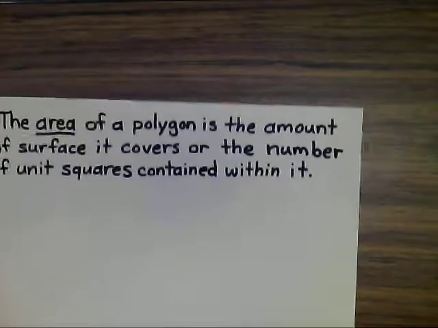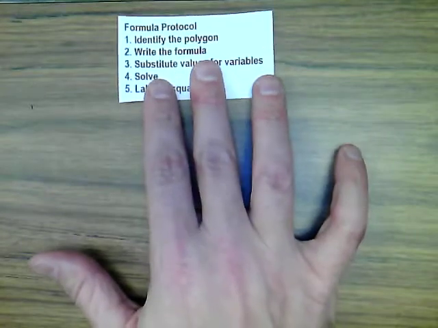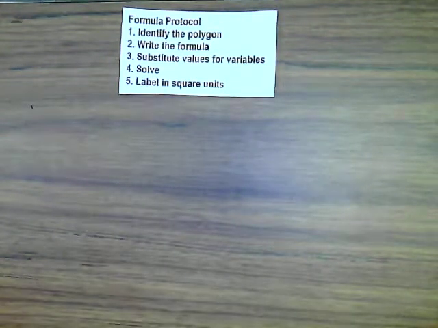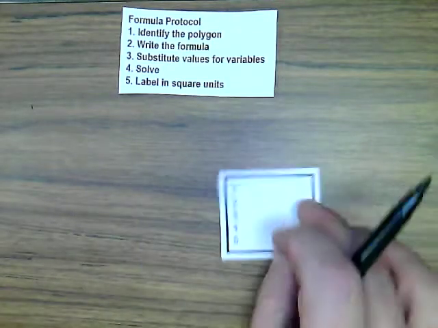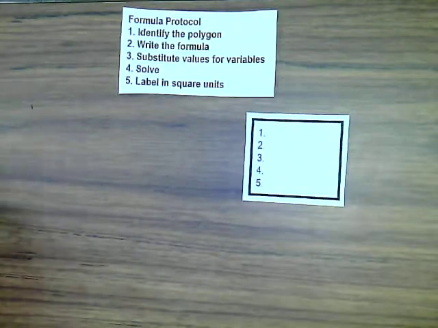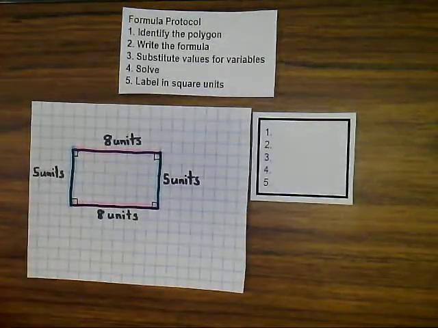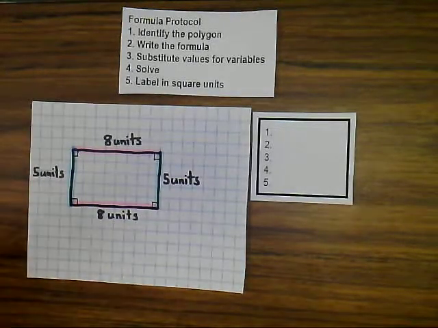But we're going to talk specifically about working with area, where we have a formula protocol that I'd like you to use. That formula protocol is very clear. You identify what polygon you're looking at so that you can use the appropriate formula. You then write the appropriate formula, substitute values for those variables, solve, and then label your answer in square units. To help make this process work a little smoother, I've got these same little squares I'm going to use for writing out my work, and then I'm going to have visual aids that are all using graph paper. So this first one is a simple one because we're just doing rectangle area.